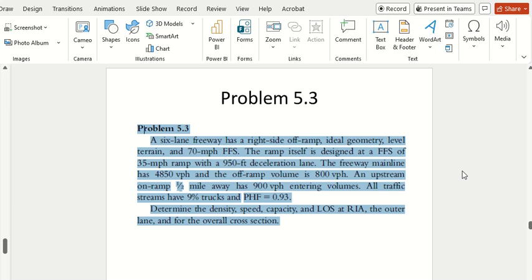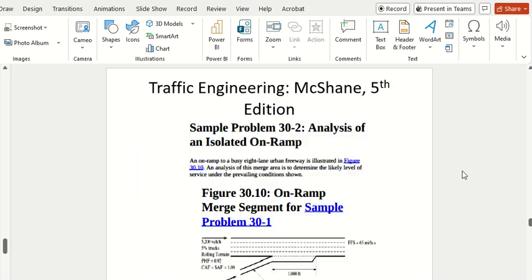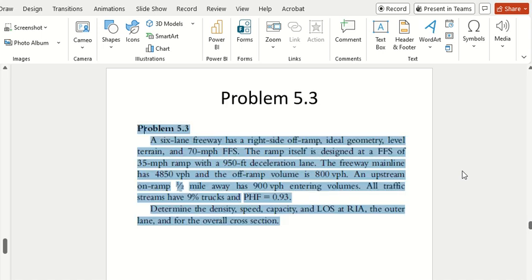Okay, so we have, first of all, an off ramp. So off ramp means it's a diverge section. Okay, so the last example which we did was for a merge section. This one is for a diverge section.